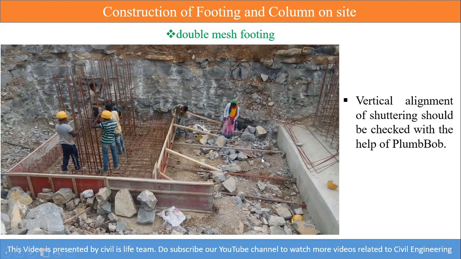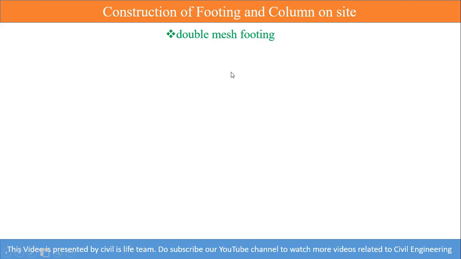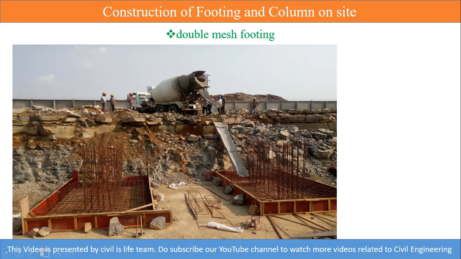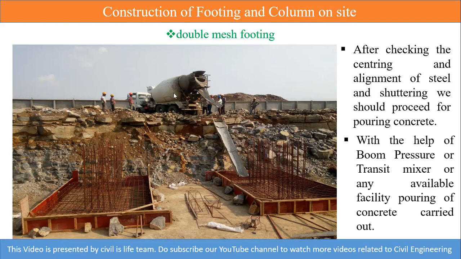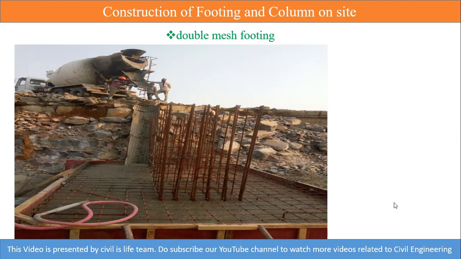So when everything is okay, that is whether it is perfectly vertical or not, whether the supports we provided are enough or not, and whether the cover blocks are provided or not. After verifying all these things, we are going to pour the concrete, okay, with the help of a transit mixer or a boom pump. It depends on the site condition. So that is what is written here, boom pump or the transit mixer or any available facility for pouring the concrete. So here it is, after filling the concrete to a specified depth.